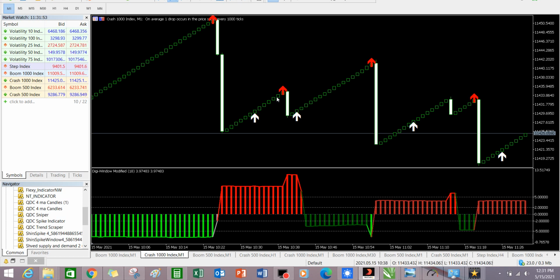Okay, as you can see, Crash 1000 is also on a downtrend, so it has been spiking from here. It has been giving us the drop down candles from here, and they are long ones, so this means that it is on a downtrend.